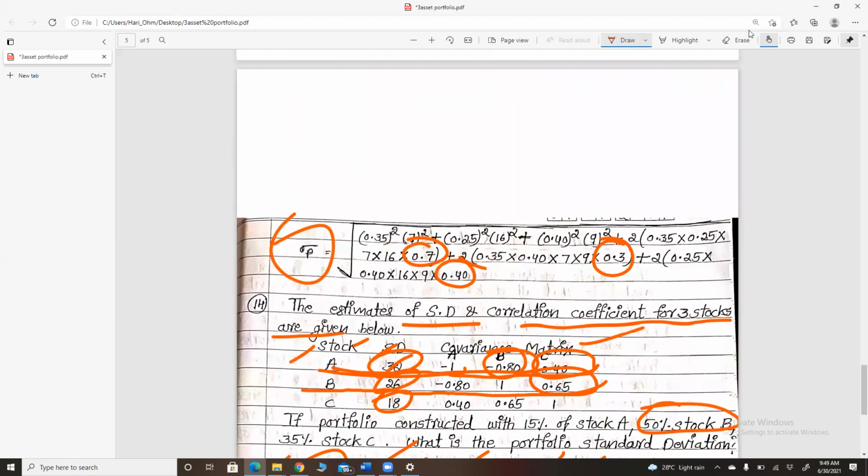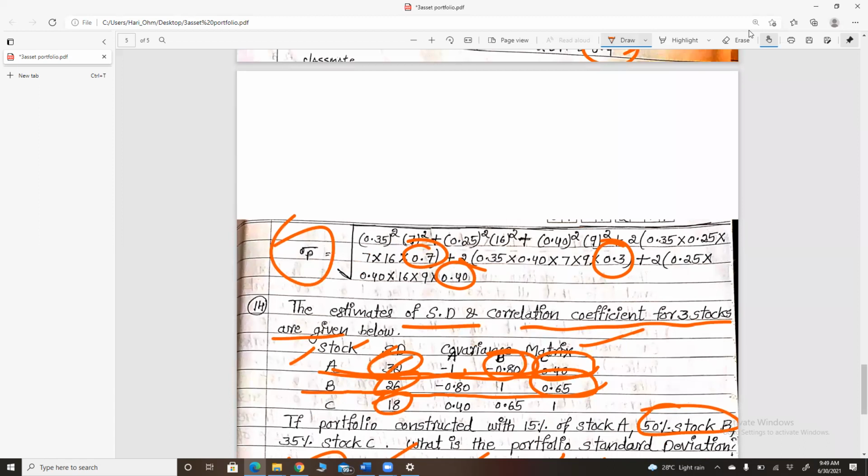This is about the three asset portfolio method. Hope you understood. In case of any doubts, you can contact me. Okay. Thank you.